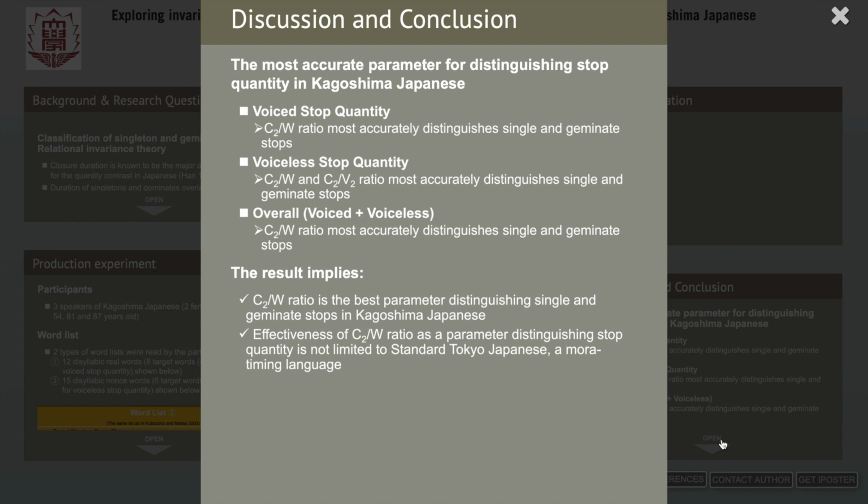for both voiced and voiceless stops in Kagoshima Japanese. That is, CW ratio is the best parameter not only for Tokyo Japanese, but also Kagoshima Japanese. And effectiveness of CW ratio as the parameter is not limited to Tokyo Japanese, a mora timing language.